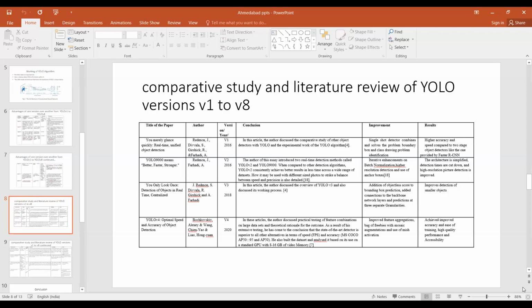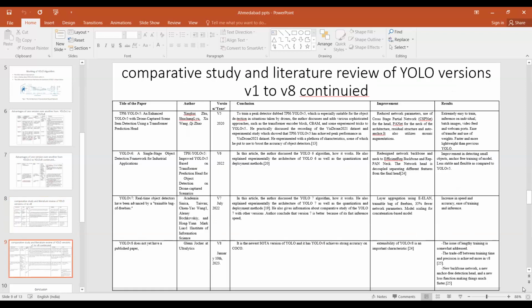In the fourth, that is the YOLO V4 version, the author discussed the practical testing of feature combination of large data sets and theoretical rationale of the outcome. In the fifth version, the author especially said that it is suitable for object detection in situations captured by drone. The author discussed and added various sophisticated approaches such as the transformer encoder block.